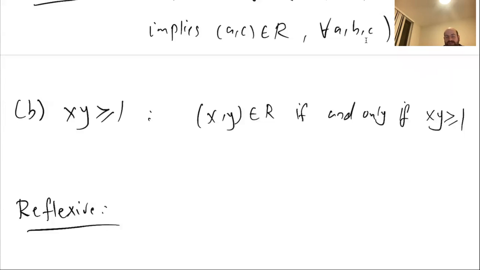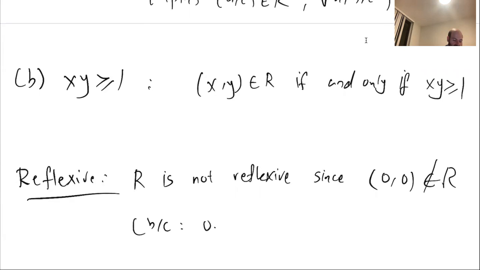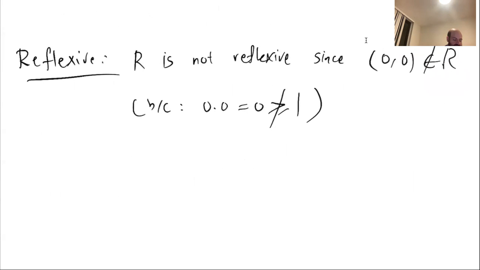Well, A equals 0 does not satisfy A squared bigger than or equal to 1, right? So we can say that R is not reflexive since (0, 0) does not belong to R, because 0 times 0 is 0, which is not bigger than or equal to 1. So it's not reflexive, because for reflexive, every (A, A) must be in R, but here (0, 0) is not in R. Symmetric.